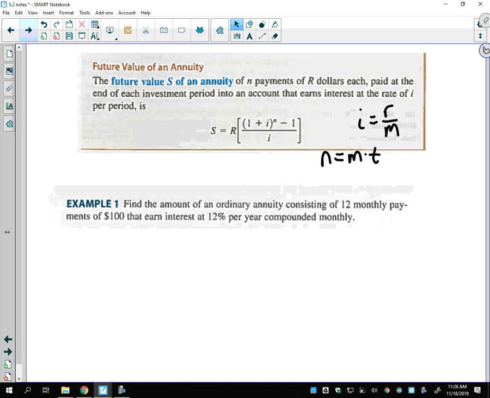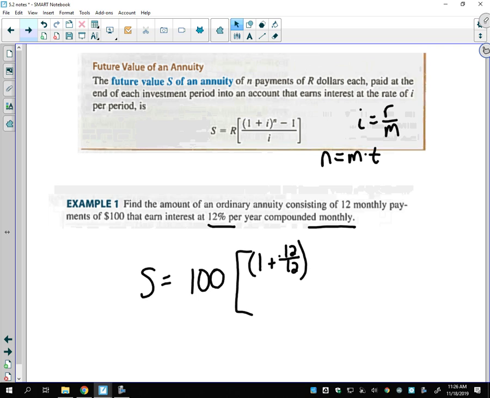So it says find the amount of an ordinary annuity consisting of 12 monthly payments of $100 that earn interest at 12% compounded monthly. So R is our payment. It's not a starting amount. Every month we're going to put $100 into this annuity, okay? And then this becomes really important, to use your calculator correctly. So this is going to be 0.12 over 12, to the, well, we're just doing it for one full year, right? So that would be 12 times 1 year, minus 1, all over 0.12 over 12.